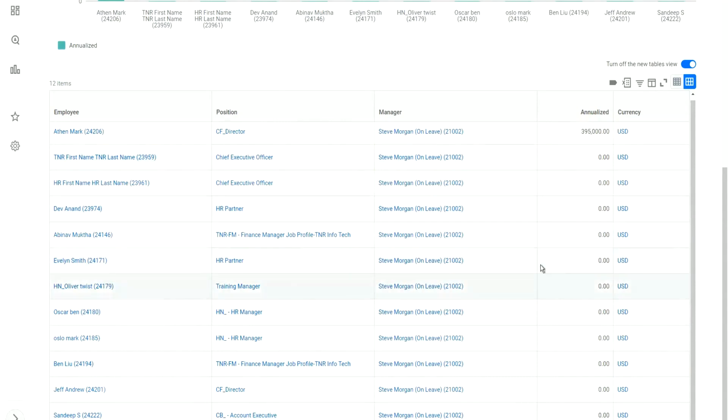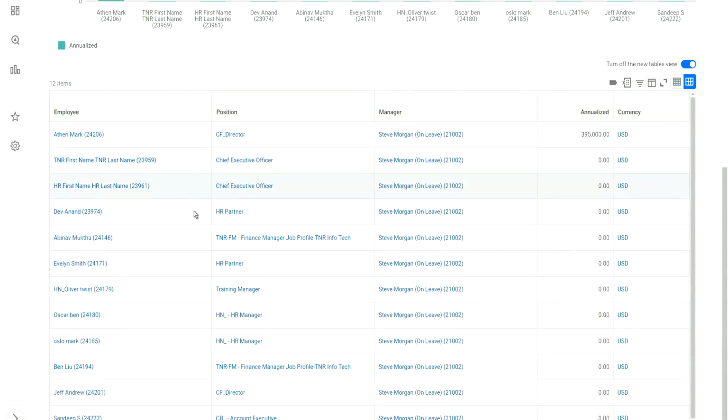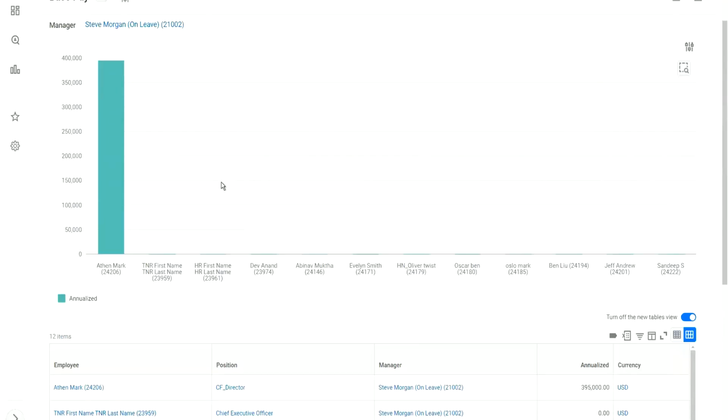You see, the base pay for these workers is, in most cases, 0 for one worker. Ethan Mark, it is $395,000. So this is about these workers. Now you see that this report has the output as rows and columns of data, correct? But it also has a chart associated with it, just like our pivot tables and pivot charts in Excel.